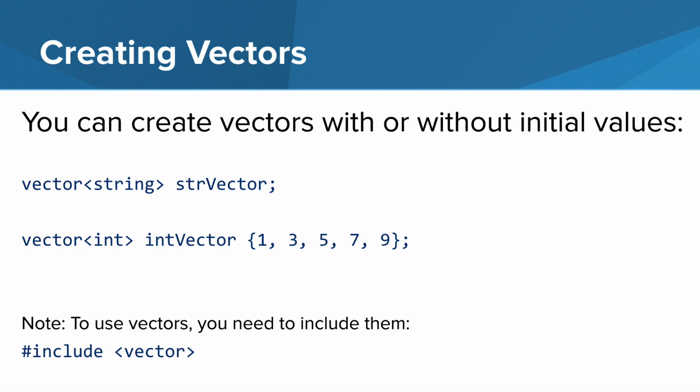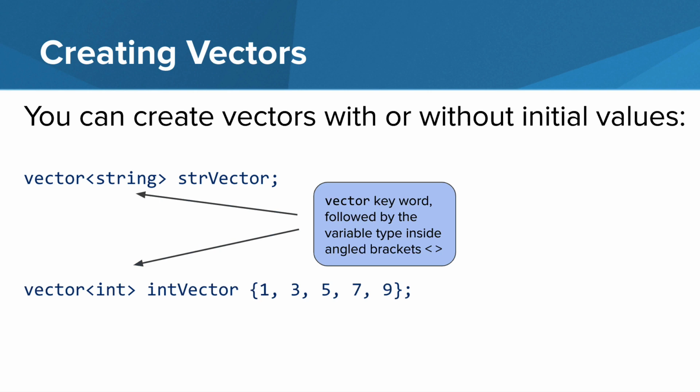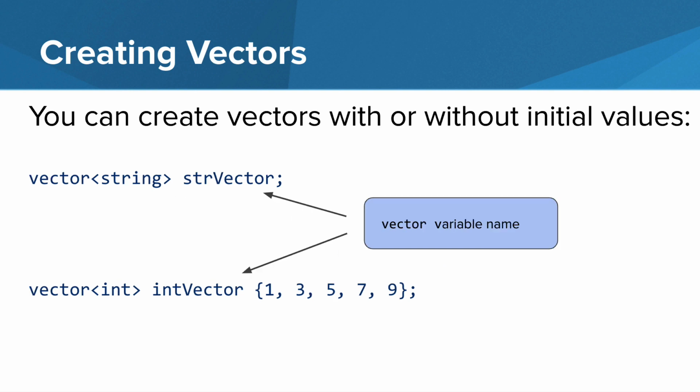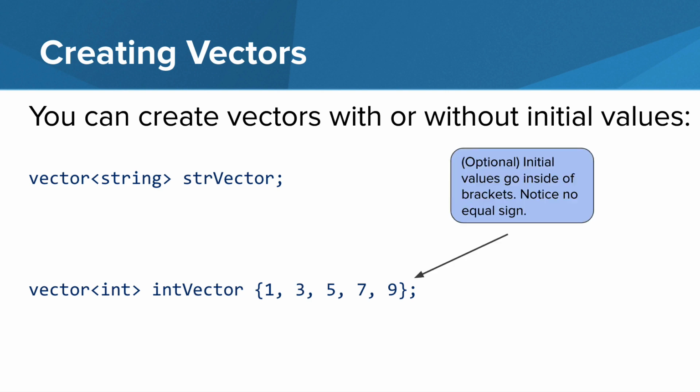There are two ways to create vectors, either without or with initial values. To create a vector, you start using the vector keyword, and then inside of angle brackets, you put the variable type that corresponds to the variables that will be in the vector. Next, you give the vector a variable name, just like any other variable name. Finally, if using them, you give the vector a list of initial values by enclosing those values inside of curly brackets.